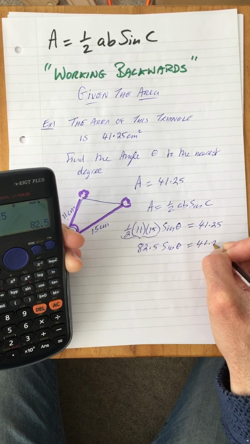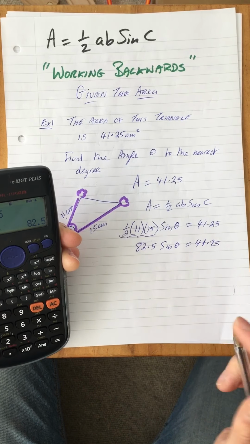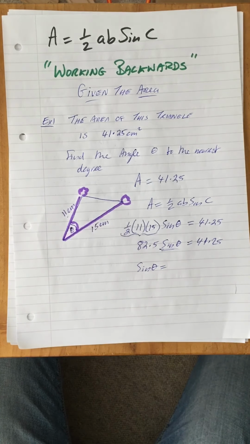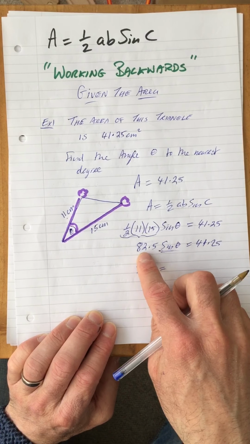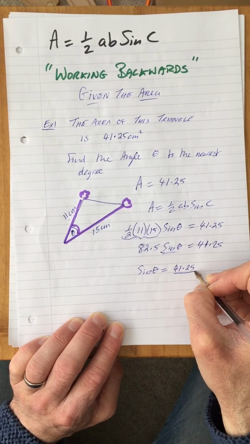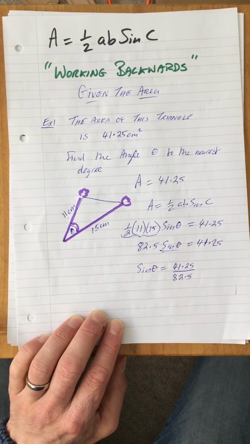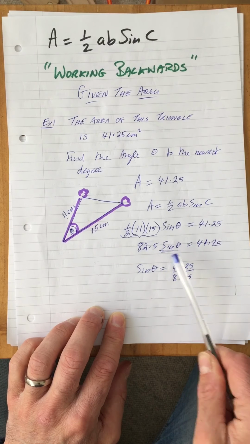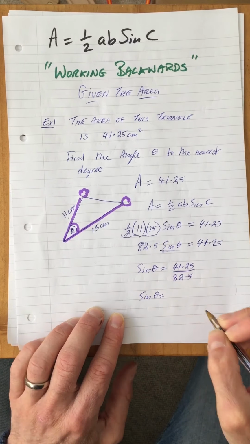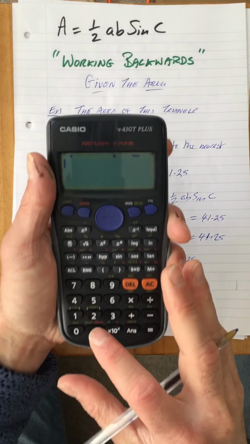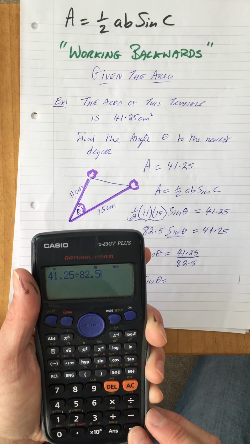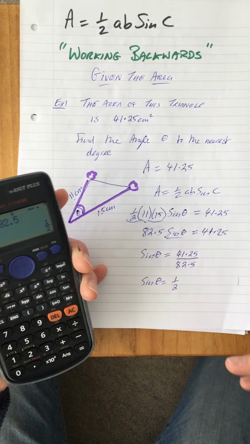Notice I've replaced this with 82.5, but the sine theta is still there, and that's equal to 41.25. What I do next is I want to get sine theta on its own, so I'm going to leave sine theta on the left. And the 82.5 is being multiplied, so the opposite of multiplying is dividing. So it's going to be 41.25 divided by 82.5. Notice I brought this 82.5 over as a division because the opposite of multiplying is dividing. And I can write sine theta is 41.25 divided by 82.5, press equals, and up comes a half on my calculator.